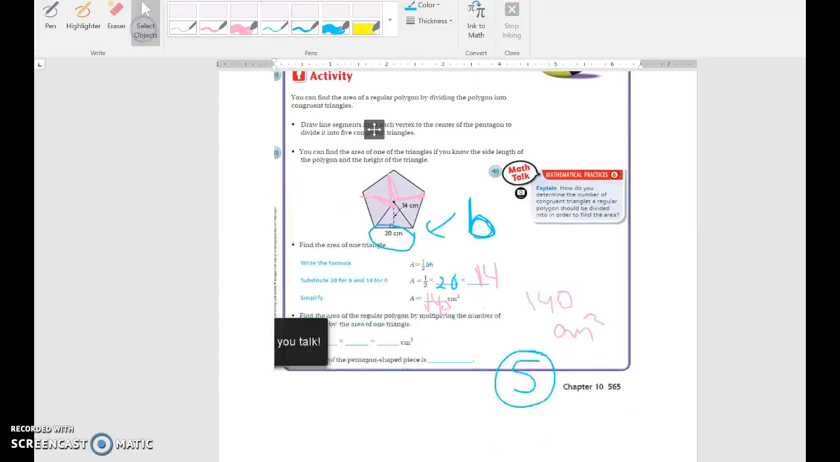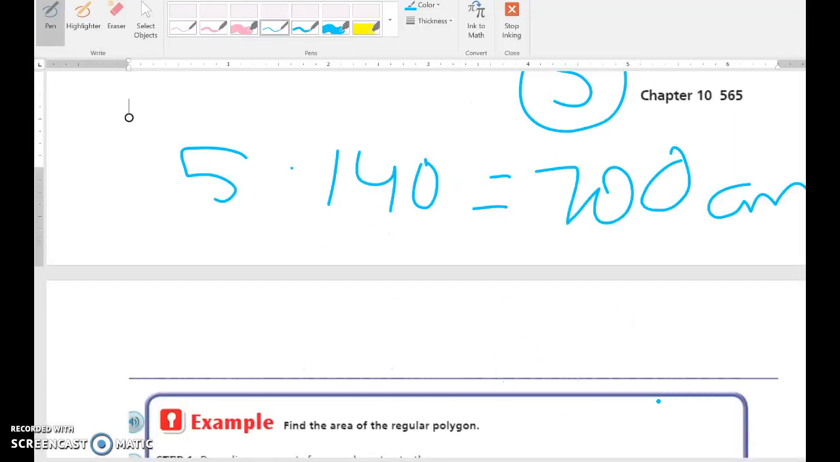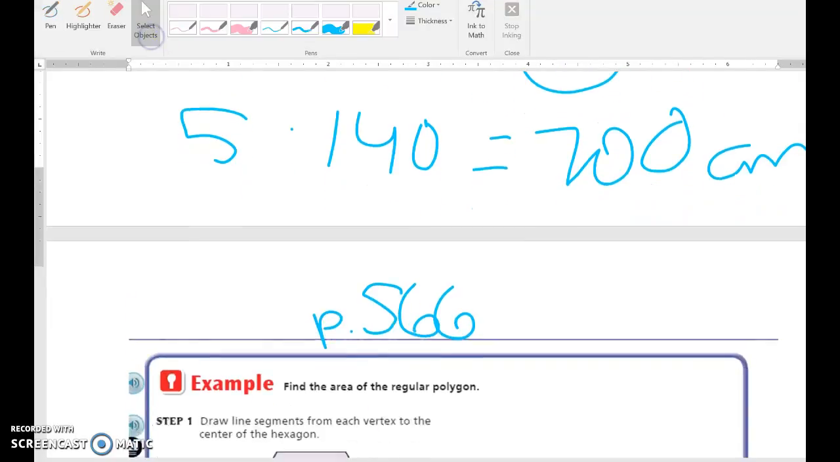I'm just going to put this a little farther down since I'm apparently not writing small enough. And we've got 5 times 140 equals 700 square centimeters. Okay, so we are picking back up on page 566, so take a second, make sure you've gotten there, pause the video if you need to.